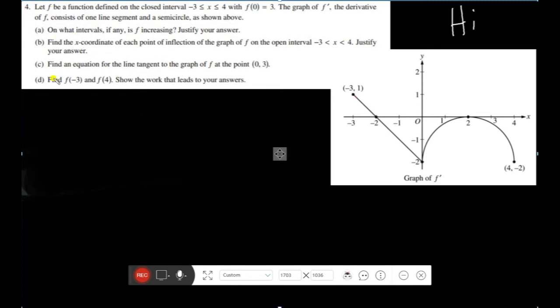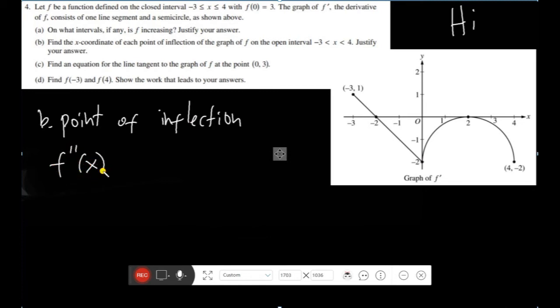Alright, part 2. Find the x-coordinate of each point of inflection on the graph of f from -3 to 4. Why? Okay, so we're going to solve this kind of problem the exact same way as we did for the first part. Look at what they give us, and how does it relate to f prime of x? So we know that we were looking at points of inflection. If there's a point of inflection, what does that tell us about f? Well, it tells us that, first of all, we know that f prime of x is 0, right? That's when there's a point of inflection.